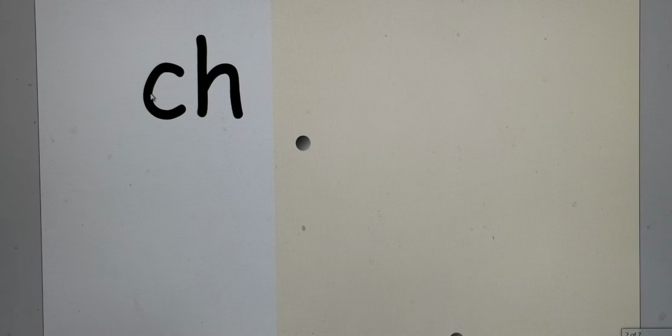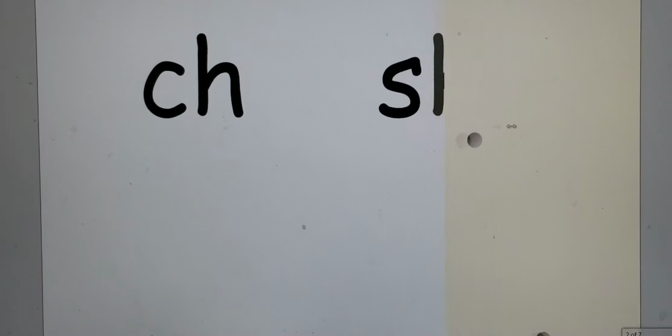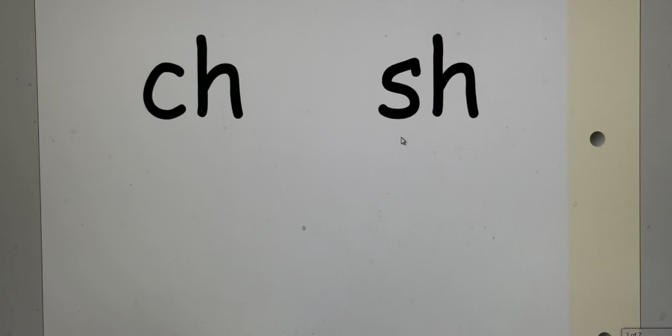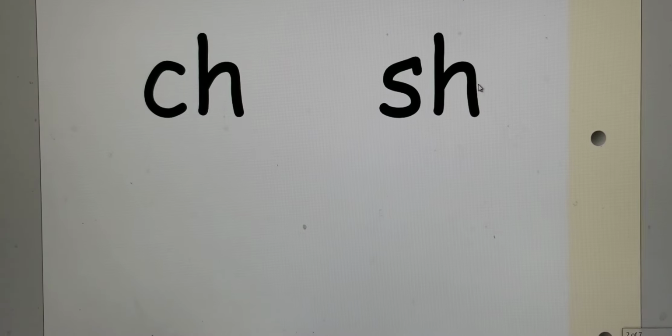Today we're going to learn a new digraph, and it is the SH sound. When you put the S and the H together, it's the sh sound. So we learned the ch sound and the sh sound. Let's say it together. Shh. Again, shh. Excellent, boys and girls.